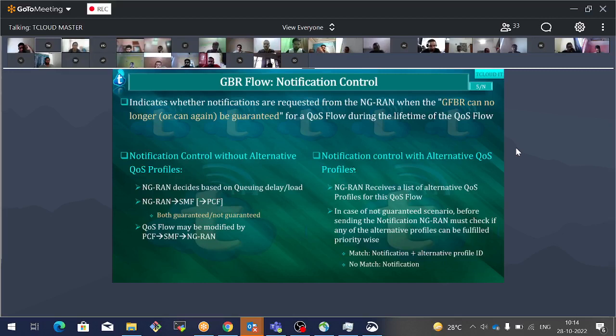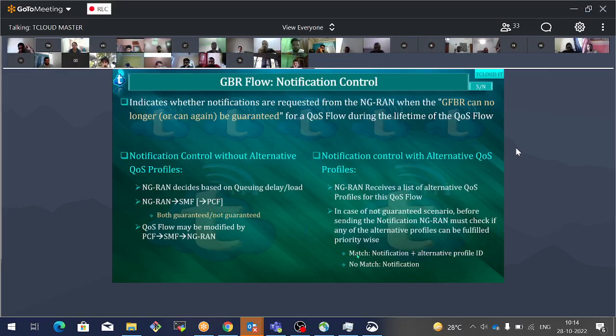So they will come up with an alternative QoS flow property. This is one method. The second method is, at the time when the GBR flow is getting established, the network will ask the NG-RAN node that, hey, I'm giving you alternative quality of service profiles directly along with the notification control. Now, if you think you cannot provide the data rate that I'm requesting, you please choose one of the things from these alternative quality of service profiles and implement that particular data rate. So if any one of the guaranteed bit rates is okay for the NG-RAN node, it will implement that.